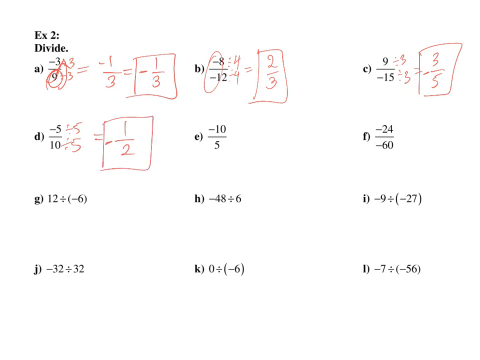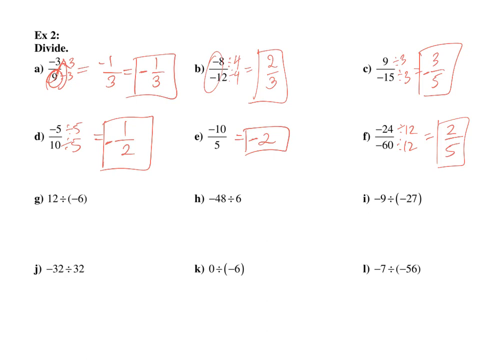Then we have negative 10 over 5. Alright, 10 divided by 5 is 2. Negative divided by positive, that's negative. And we have negative 24 divided by negative 60. 12 goes into both of these. If you couldn't see that immediately, just start off with the smallest number that goes into both, which would be 2, and then you could just keep simplifying it from there. So I have 2 over 5, and negative divided by negative is positive.